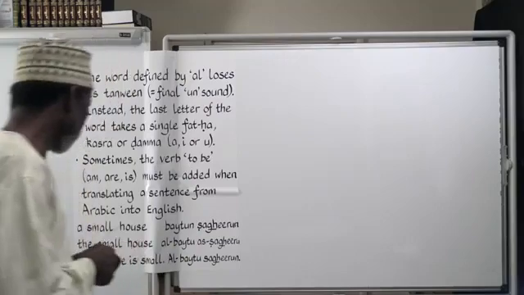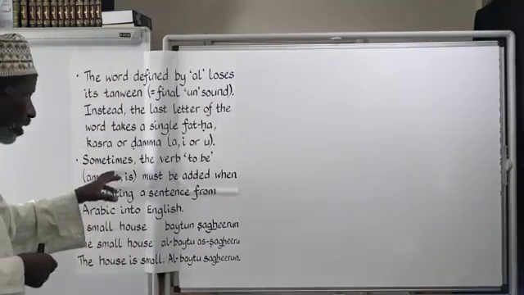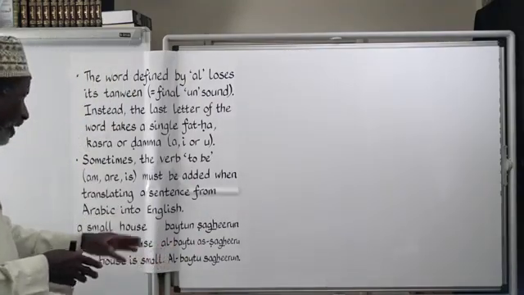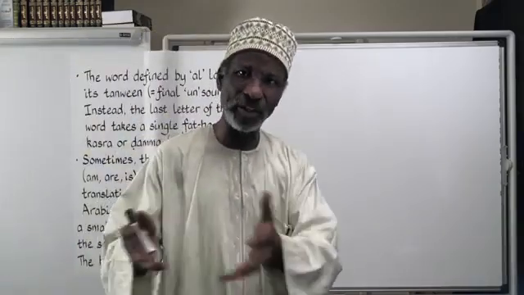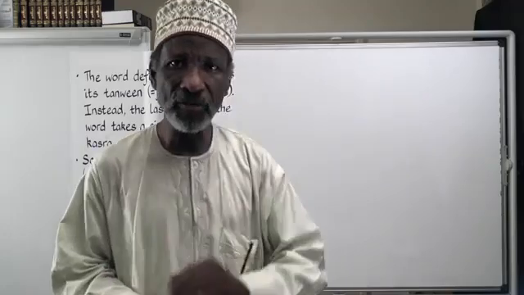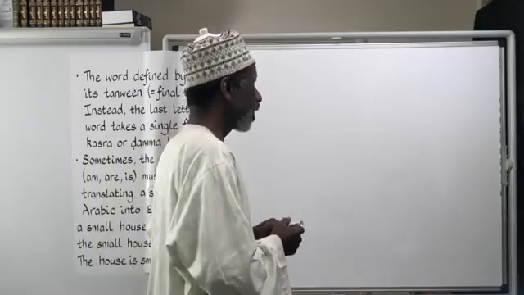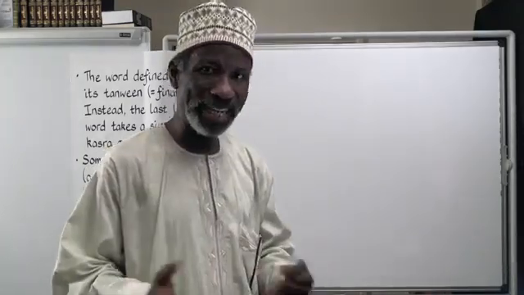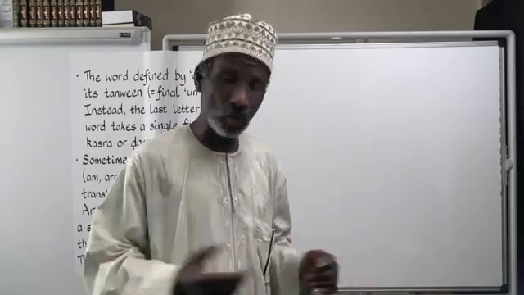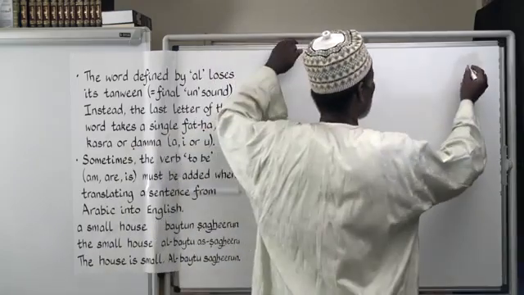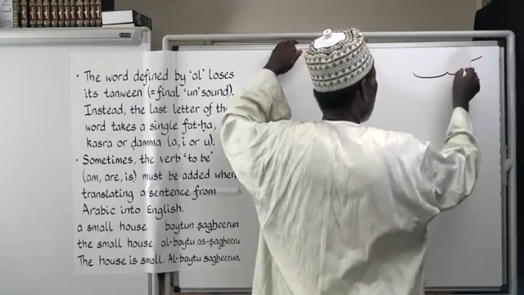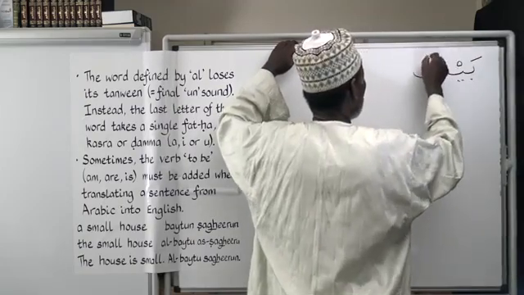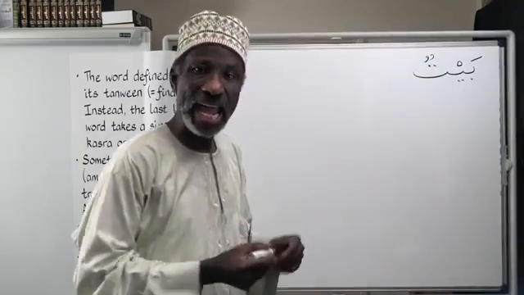Second note, sometimes the verb to be must be added when translating a sentence from Arabic into English. Let me give you an example. Now, a house in Arabic we simply say baytun. A house, we say baytun. Baytun means a house.